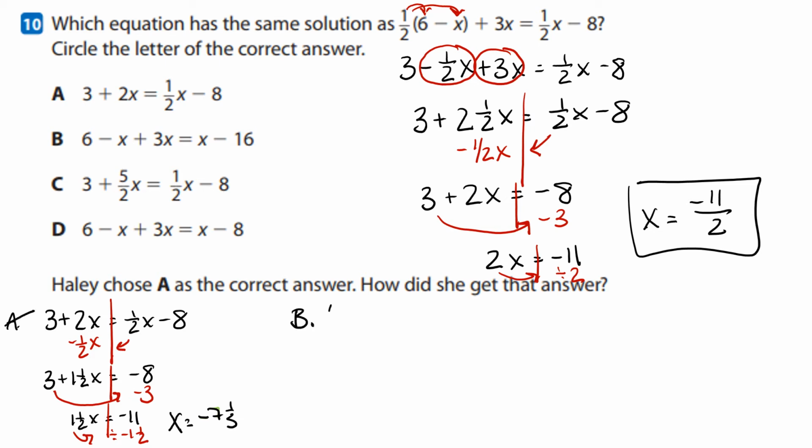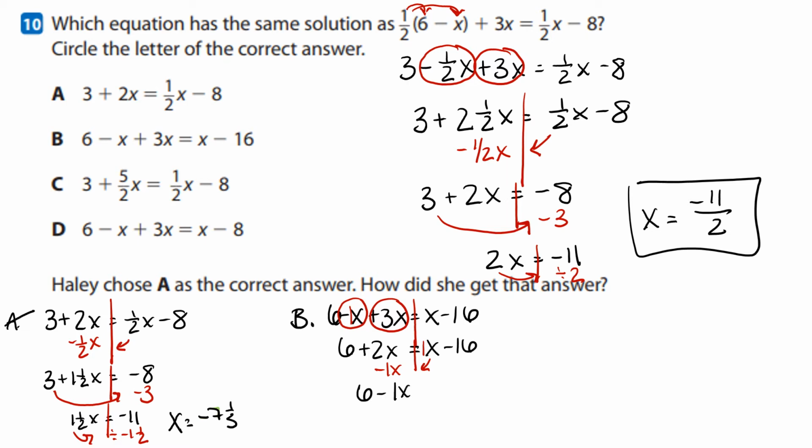For letter B, we have 6 minus x plus 3x equals x minus 16. We don't have any parentheses, but we can combine the negative 1x and the positive 3x. Negative 1 plus 3 is going to give us a positive 2. The x minus 16 will stay the same. Instead of doing a 1x, we do the opposite. We do a minus 1x to combine our like terms. 2 minus 1 is 1.